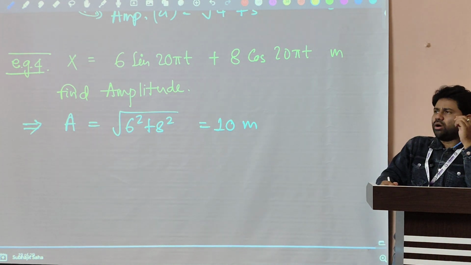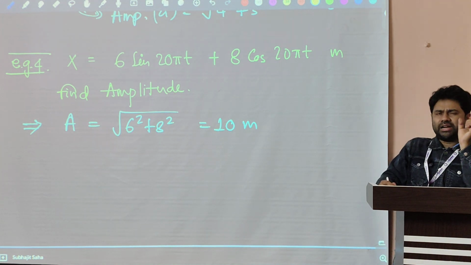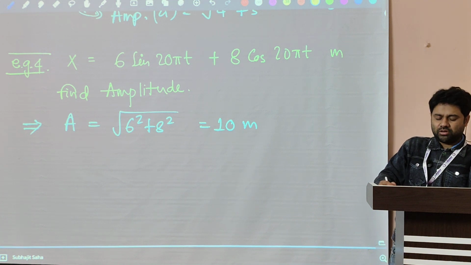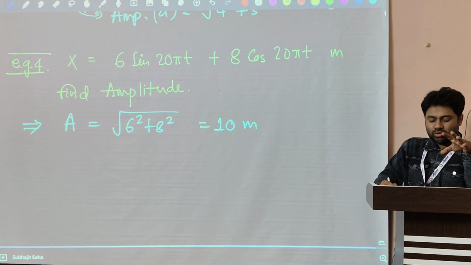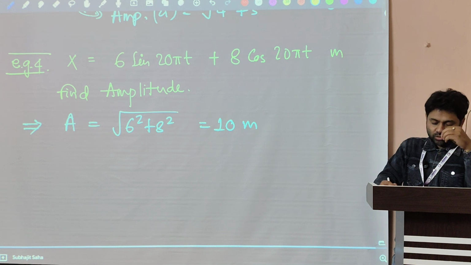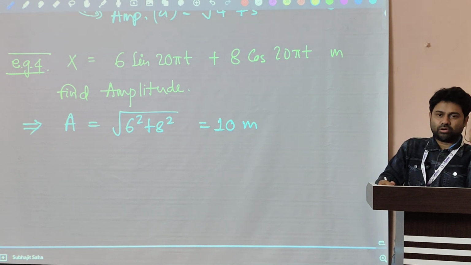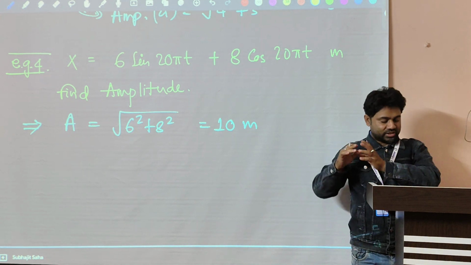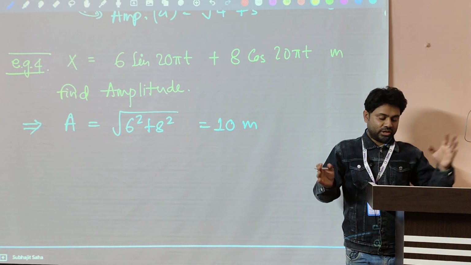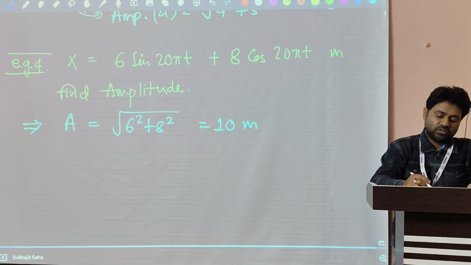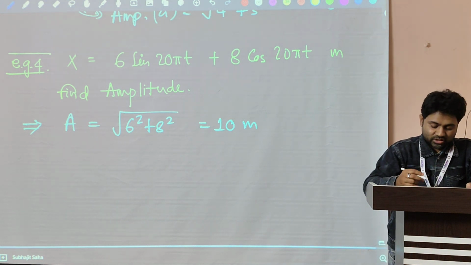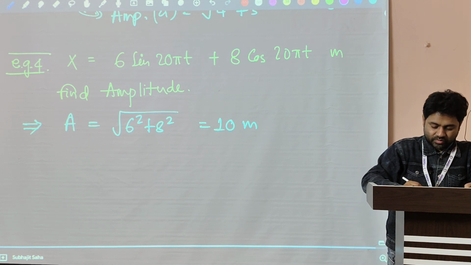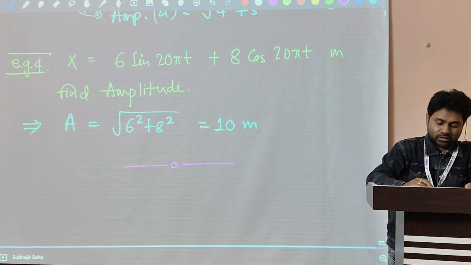So we have learned how to find amplitude of a single sine or cosine displacement function, and also we have learned how to find the amplitude of a joint sine or cosine function. From the given form, we can directly do that. No need to convert it to a single sine function and then find amplitude. No need to do that. That's a shortcut. Or that's the process. You can say whatever.